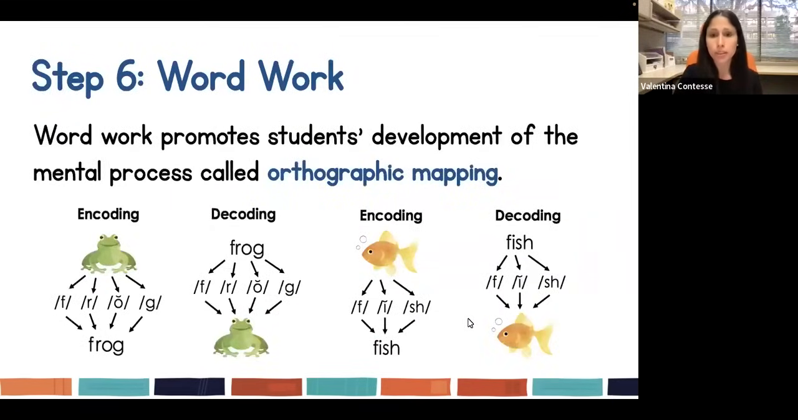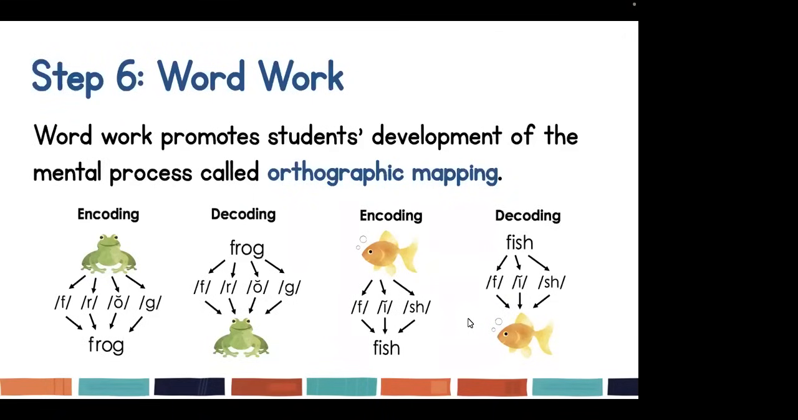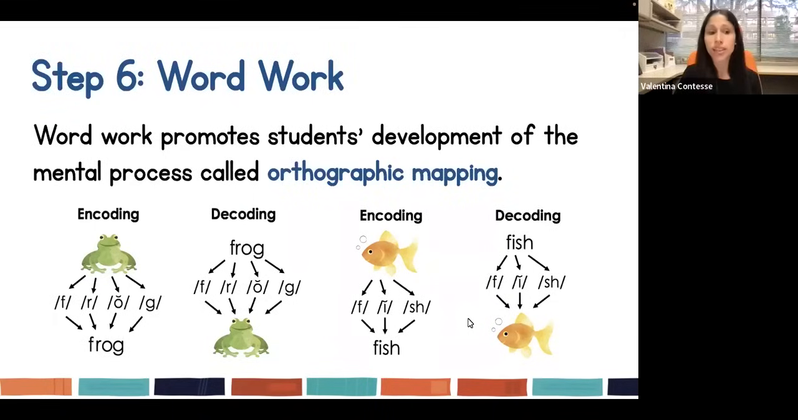So this step is one that really promotes students' development of orthographic mapping. We're helping students get a lot of practice, both encoding and decoding words, in order to help them orthographically map these words like we see here in the pictures. When students are trying to encode a word, they have to think about the word, like the word frog, think of the individual sounds, and then match those sounds to the letters that represent those sounds.